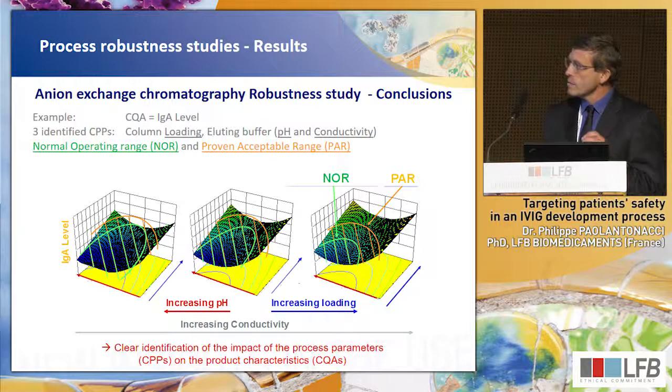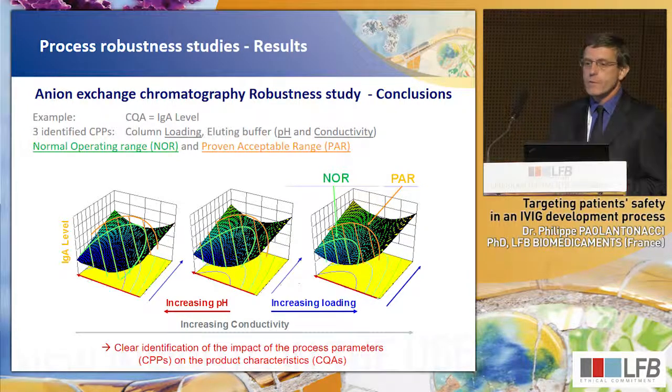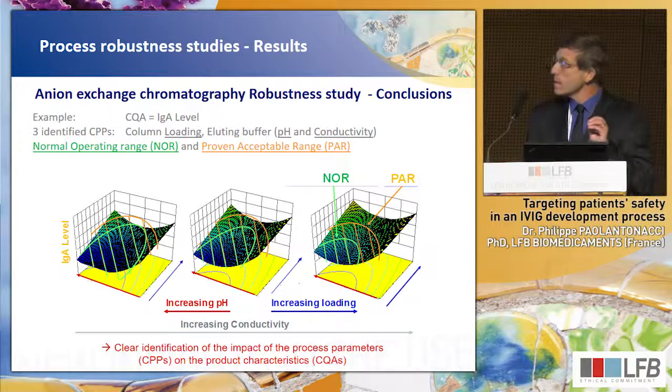So at the end of this type of study, we have a clear identification of the impact of the process parameters and operating conditions on the final product characteristics. It is very important to prove that we clearly understand our process and our product, and in this way we are also able to manage the final product quality through the routine manufacturing of the product.